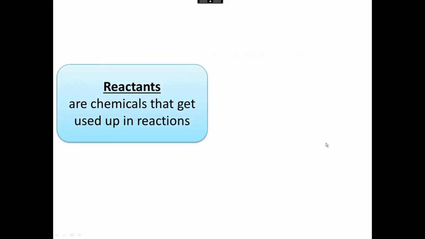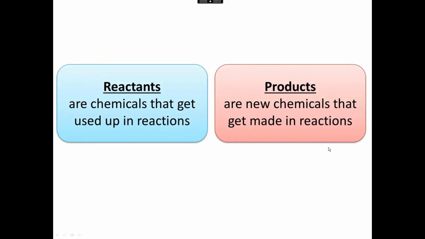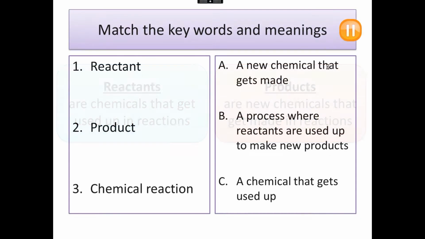Right, let's check you on your understanding of those words. What does reactant mean? What does product mean? And what does chemical reaction mean? Pause the video and match the word to the correct meaning. Pause it now.